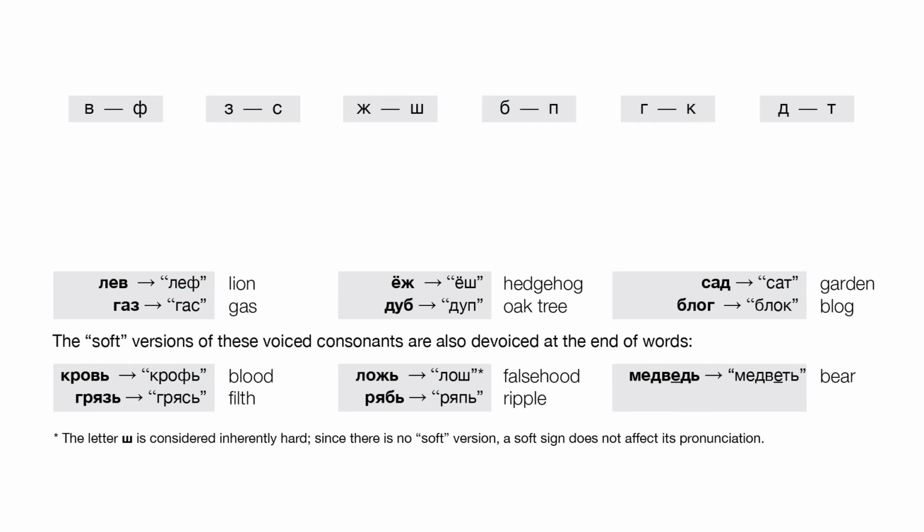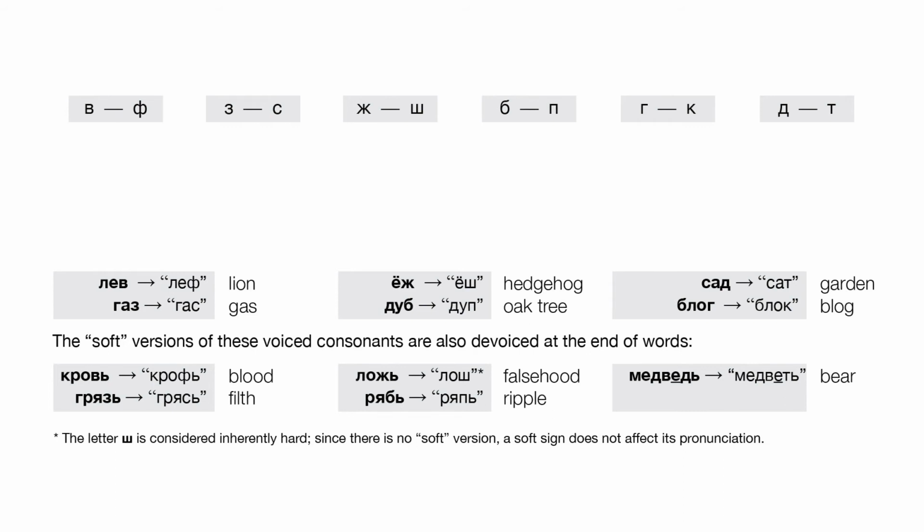Hedgehog, yozh, is what we're writing, but we say yosh. Oak tree, we write doob, but we say doop. Garden, we write sad, but we say sat. Devoicing from D to T, basically. And finally, blog, we say block. Okay, so those are those examples. If you want to practice this, just take these examples. That pretty much covers the important devoicings, we could call them.